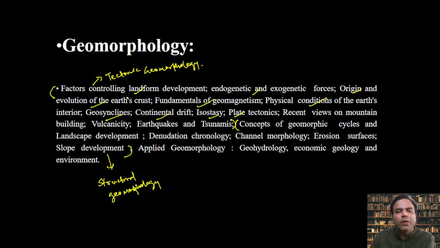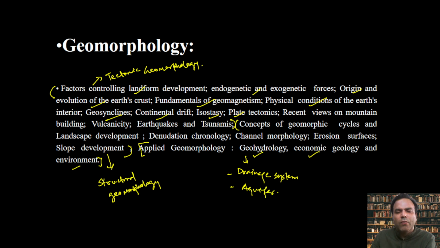Okay. So nowadays the questions are not only asked on tectonic geomorphology and structural geomorphology, questions are shifting towards the applied part of geomorphology. The three sections where you can apply geomorphological knowledge are geohydrology, economic geology, and the environment. That means how geomorphology can help you decide the water system or drainage system, surface water, as well as the groundwater aquifer.